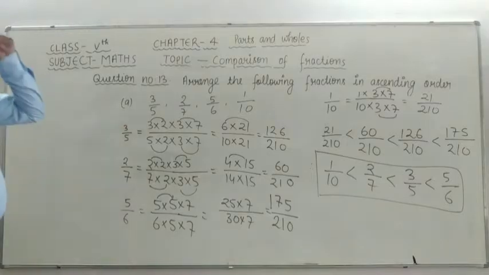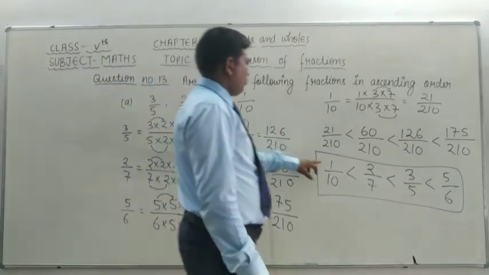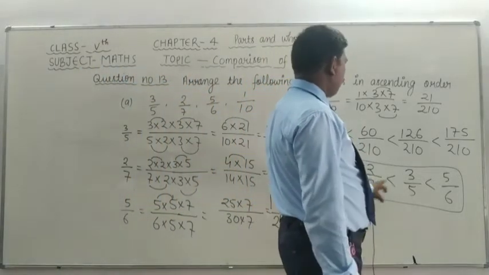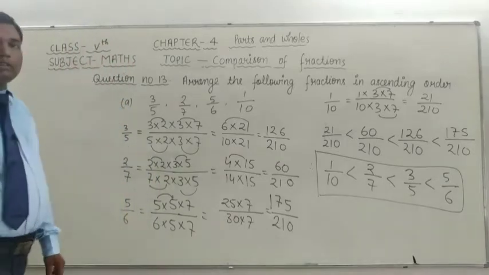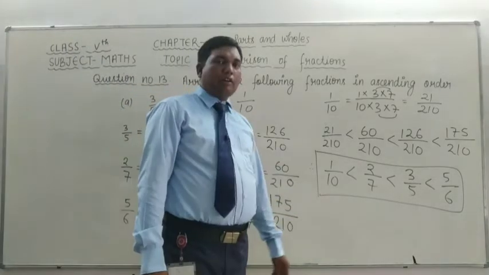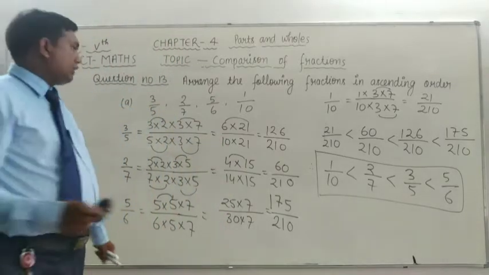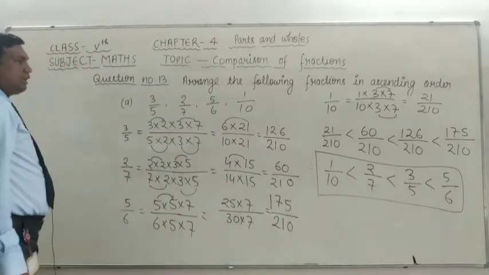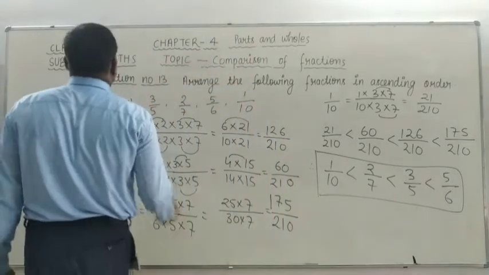Understand? It means that 1 over 10 is less than 2 over 7, less than 3 over 5, less than 5 over 6. This is the ascending order of this question. Understand? Similarly we can solve all given questions.